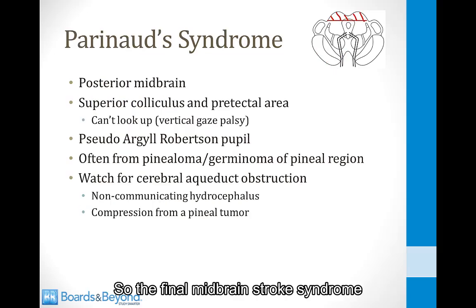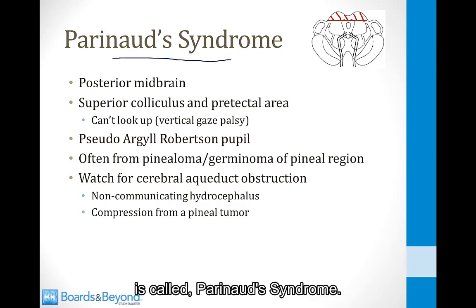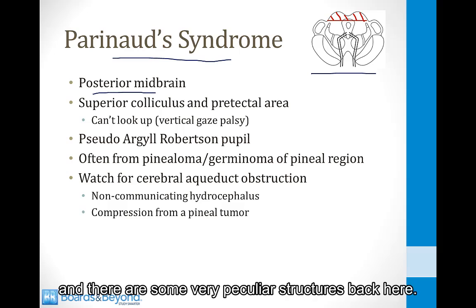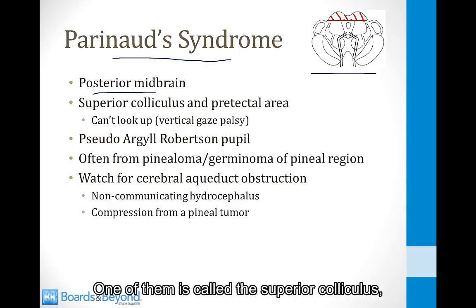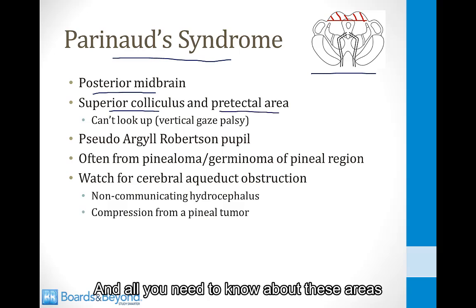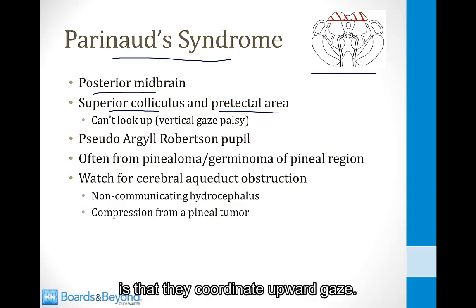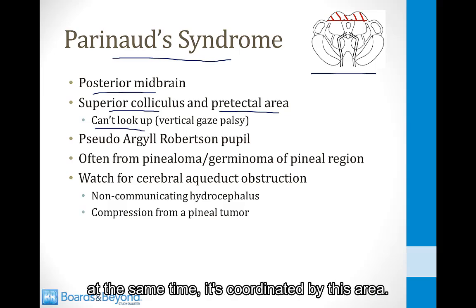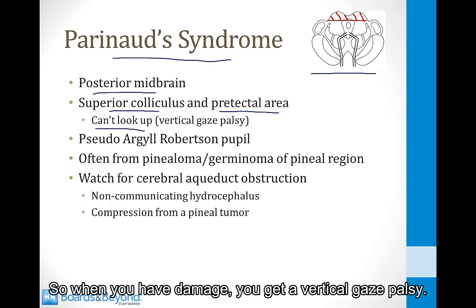And so the final midbrain stroke syndrome is called Parinaud syndrome, and I've drawn a picture up here on the right of where the lesion is. This is a problem in the posterior midbrain, and there are some very peculiar structures back here. One of them is called the superior colliculus, another is called the pretectal area, and all you need to know about these areas is that they coordinate upward gaze. So when you look up and both your eyes move up together at the same time, it's coordinated by this area. So when you have damage, you get a vertical gaze palsy.